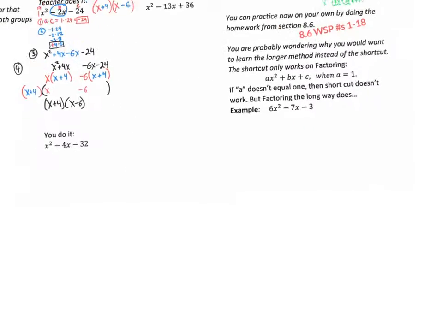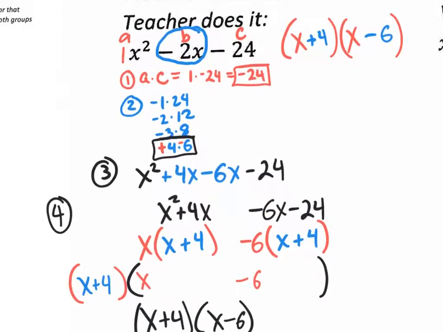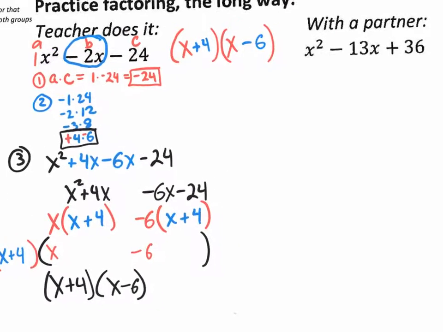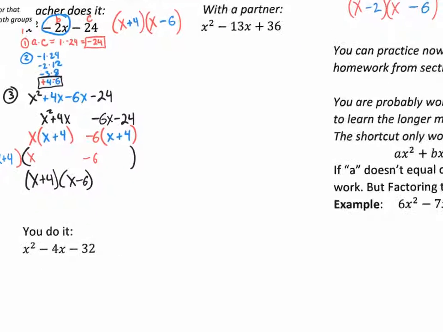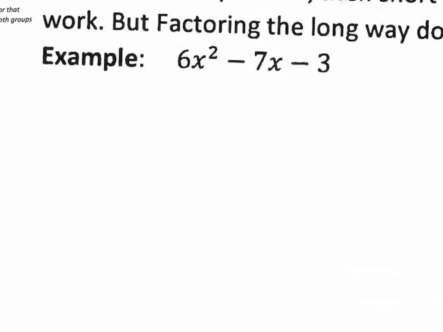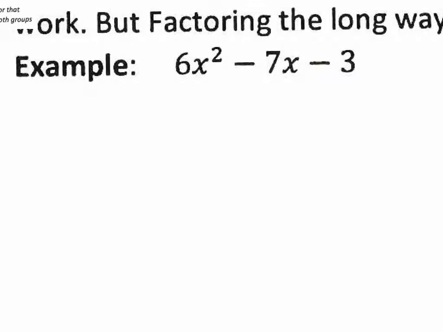But you're probably thinking, why the heck did you show us this crazy, huge, long method? And if you want to see more of it, watch the other video. But the reason why I showed you that crazy, huge, long method is because you're not always going to have the A value of 1. As you can see right here, we have the A value of 6, which means that jumping right into that doesn't work. Why not? Because x times x is not 6x squared. This does not work. So what we need to do is that long, crazy method that we started with.